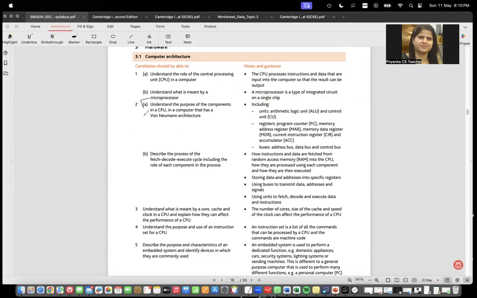Now, the next question is to understand the purpose of the components in a CPU. Whenever you are describing components, you have to describe all of these: ALU, control unit, program counter, MAR, MDR, CIR, ACC, and all the buses. I'm going to explain the working of all of these components, plus the fetch, decode, execute cycle. I will explain it on my whiteboard.